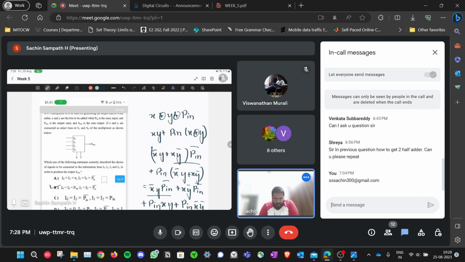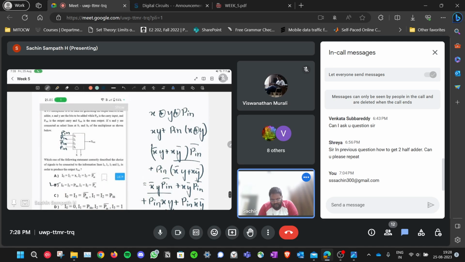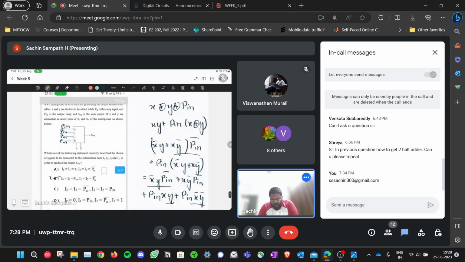I didn't understand. Pin is the input that you are given. Pin is the input carry, right? You already have that with you. Okay, you're saying where are you getting P in bar? Is that it? I didn't understand your question. Can you repeat it?